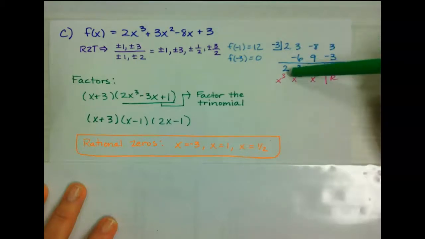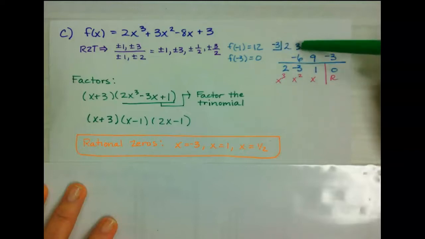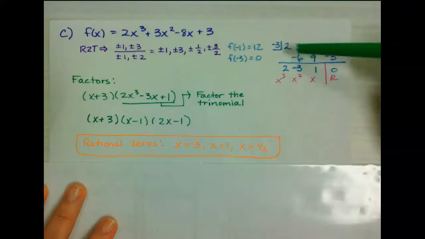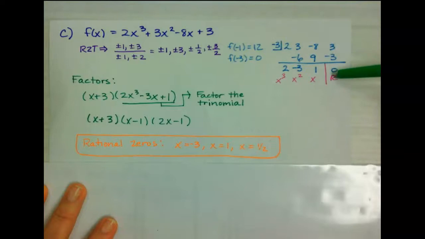Bring the 2 all the way down below the line. -3 times 2 is -6. 3 plus -6 is -3. -3 times -3 is 9. +9 and -8 is +1. 1 times -3 is -3. 3 plus -3 is 0. So remember, this is the remainder.